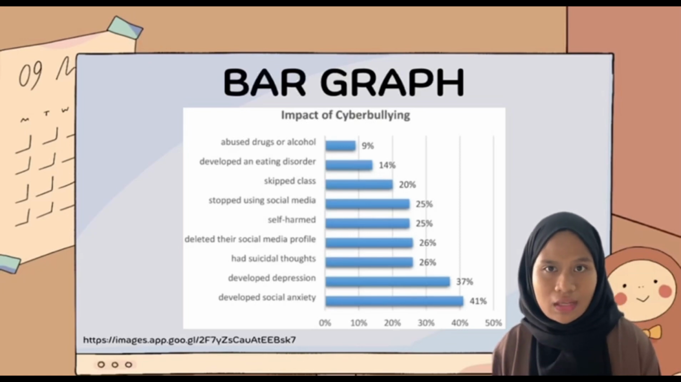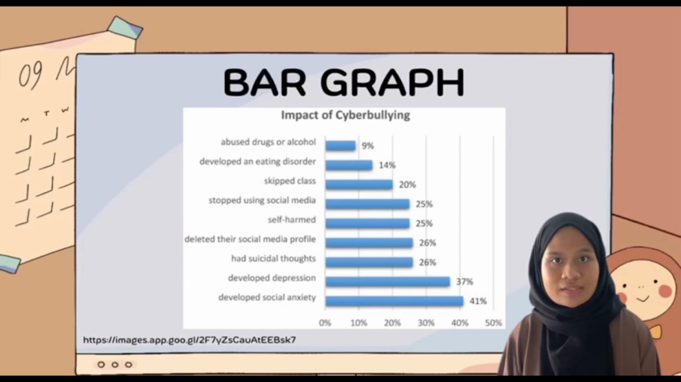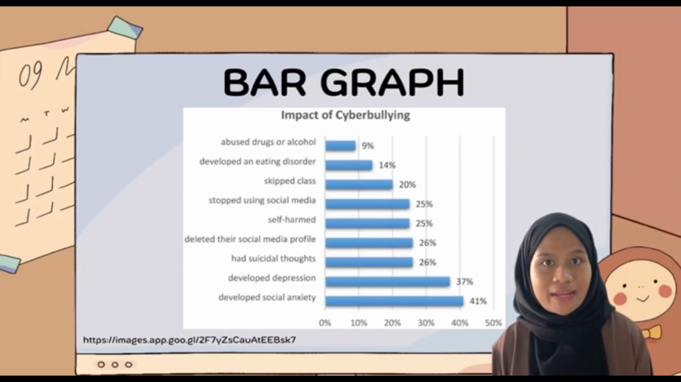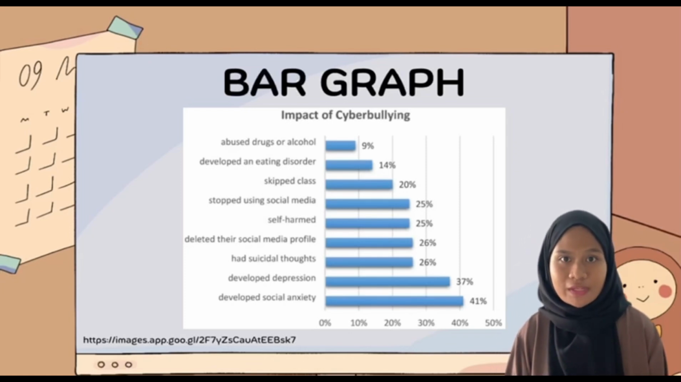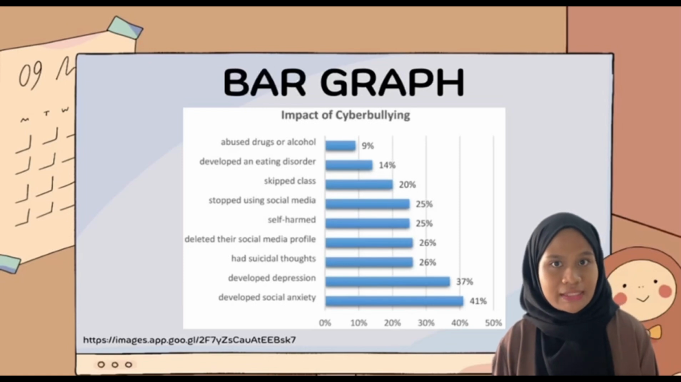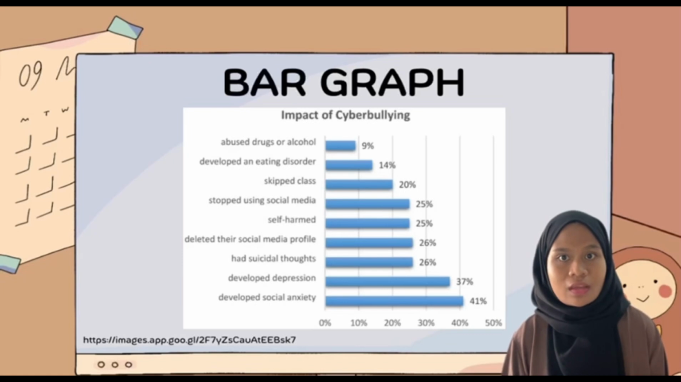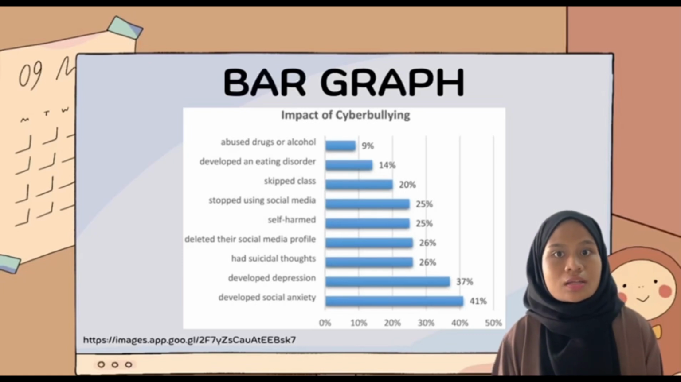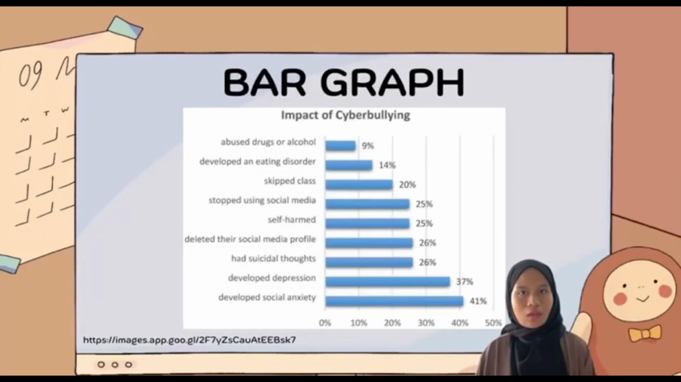From the survey, it represents data values using horizontal bars. The y-axis represents the impact of cyberbullying and the x-axis represents the percentage. Regarding this survey, a large majority impact of cyberbullying will develop social anxiety, while abuse drugs or alcohol is another impact of cyberbullying. For the comparison, the impact of cyberbullying, which is develop social anxiety, was significantly higher than develop eating disorders.